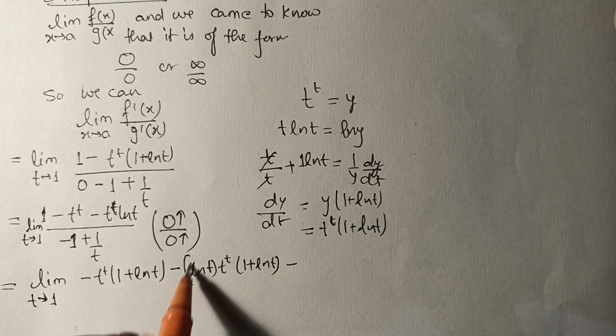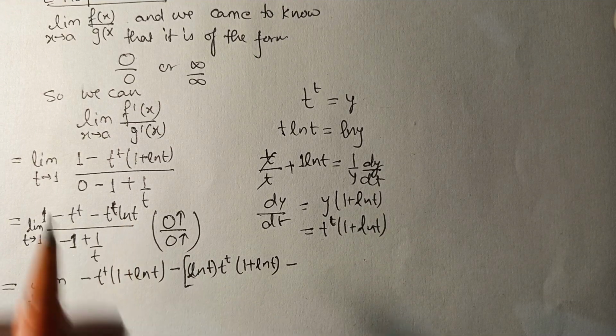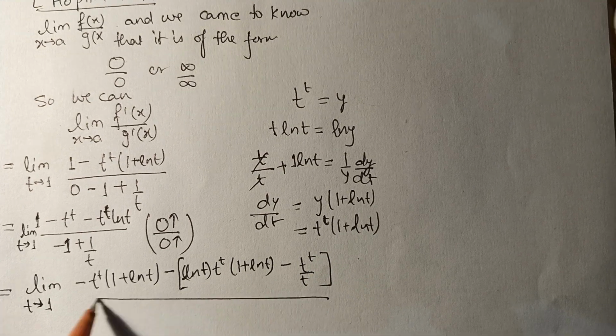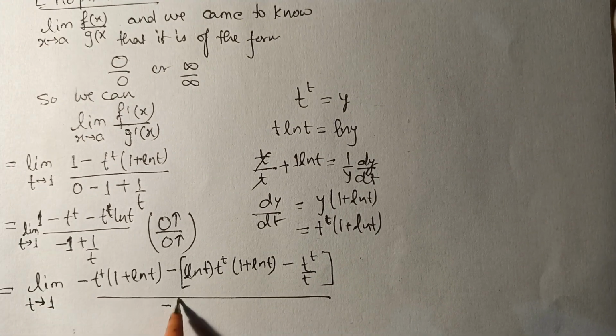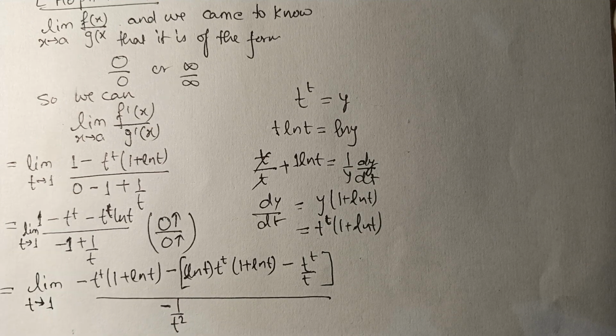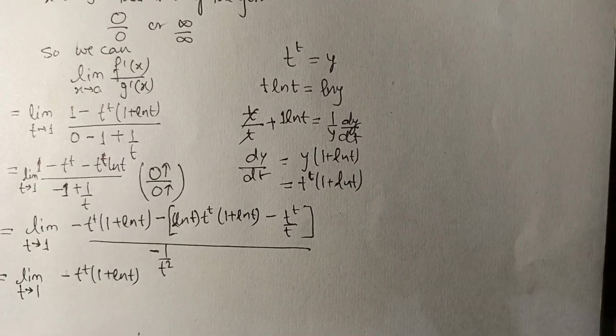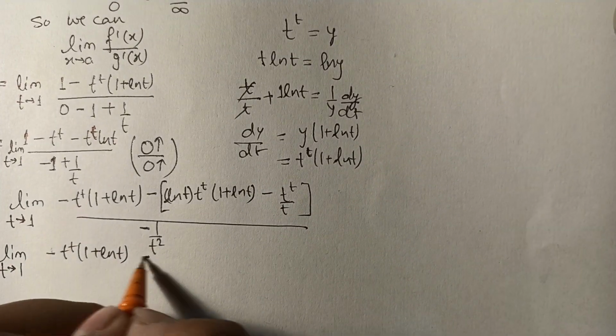minus differentiation of this part into this, so t raised to power t upon t, done, upon minus 1, differentiation is 0, 1 by t, differentiation of minus 1 by t square. Okay, now we have to simplify it a little bit, so we are left with limit t tends to 1 minus t raised to power t (1 + ln t), and even if you don't open the bracket, then also it's okay.